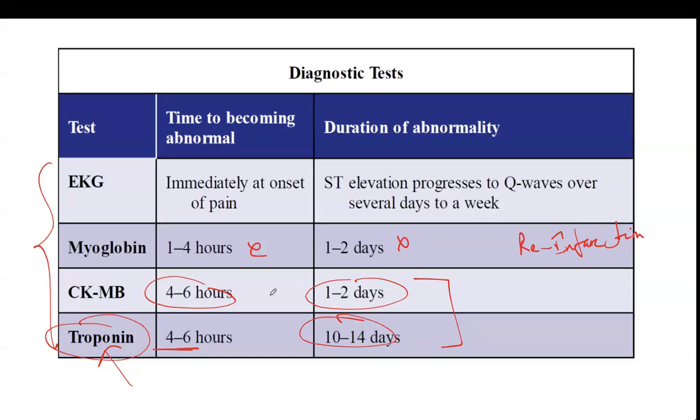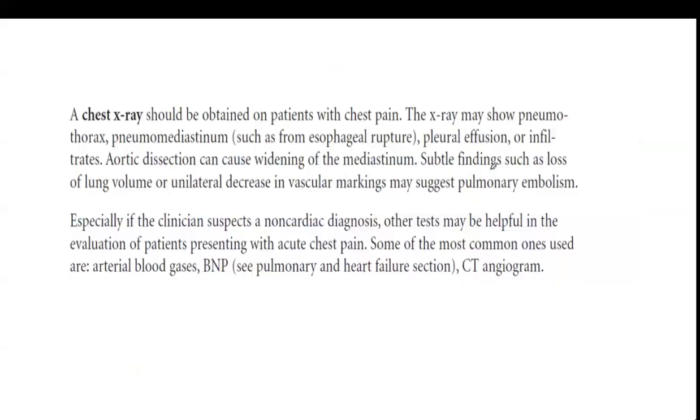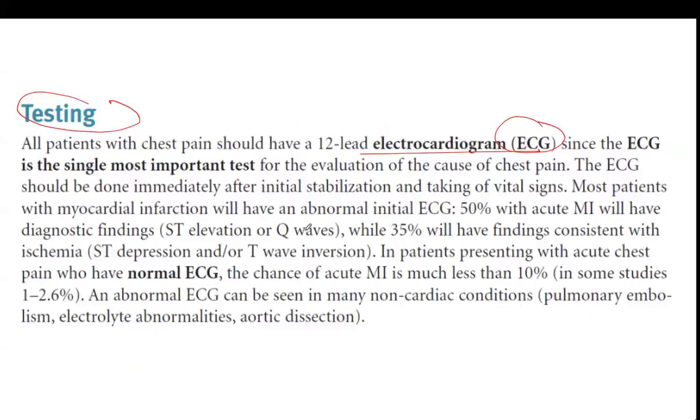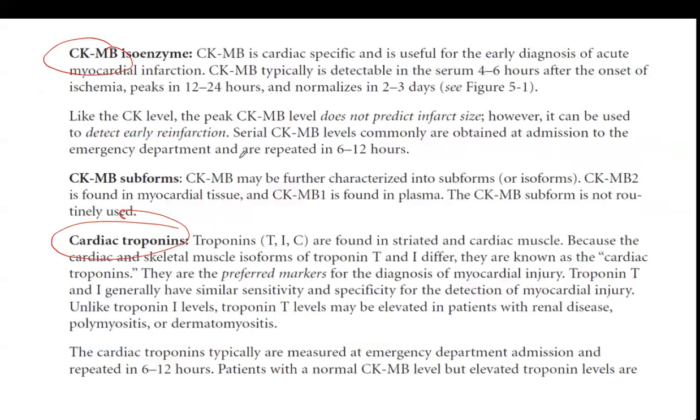The most sensitive, most specific cardiac marker is troponin, Dr. Nazam. So far we understand that we will definitely start with the ECG, and then we have cardiac enzymes. As part of cardiac enzymes, if we have options between CKMB, troponin, myoglobin, we will always do the cardiac troponin as our preferred one.